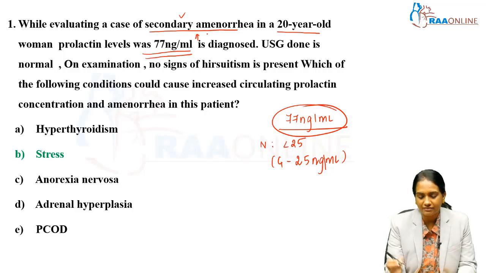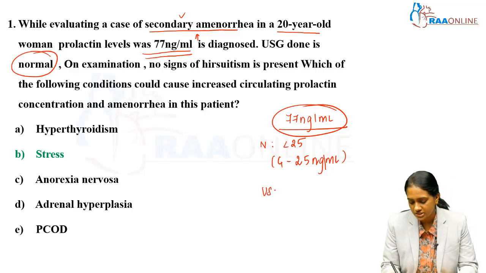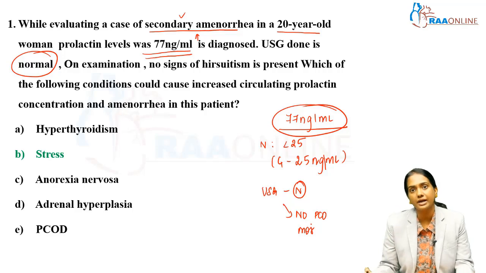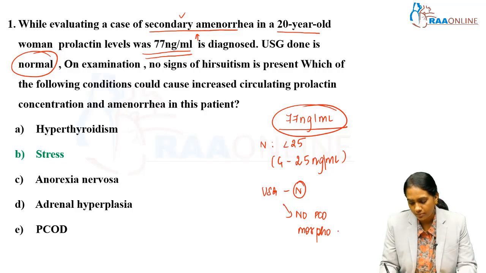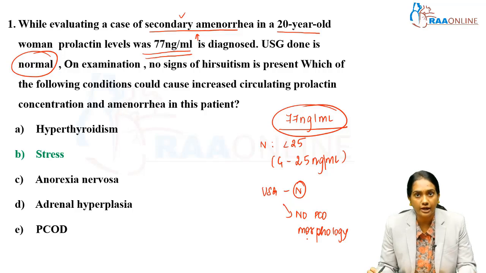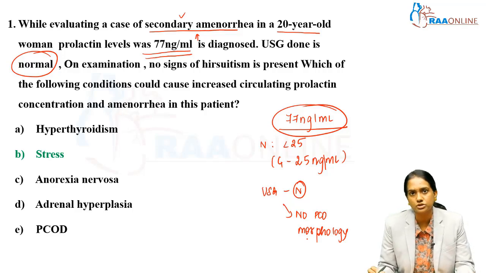So prolactin is elevated and the ultrasound done has been found to be normal. There is no PCO morphology here. In case of PCOD, sometimes they might have increased prolactin levels. So this proves that the PCO morphology has been ruled out. But as such, PCO morphology alone is not going to diagnose PCOS either. It's a spectrum of disorder. But anyway, the ultrasound has proved to be normal.